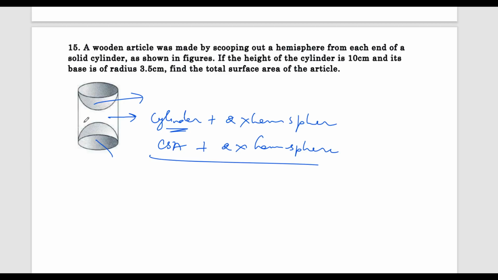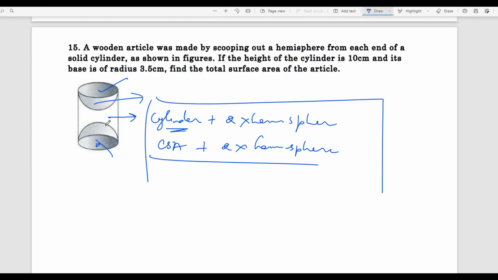You should not use the TSA formula, because the top portion and bottom portion are replaced by the hemispheres, which are scooped out. Therefore it is just the curved surface area of the cylinder and 2 times the curved surface area of the hemisphere.